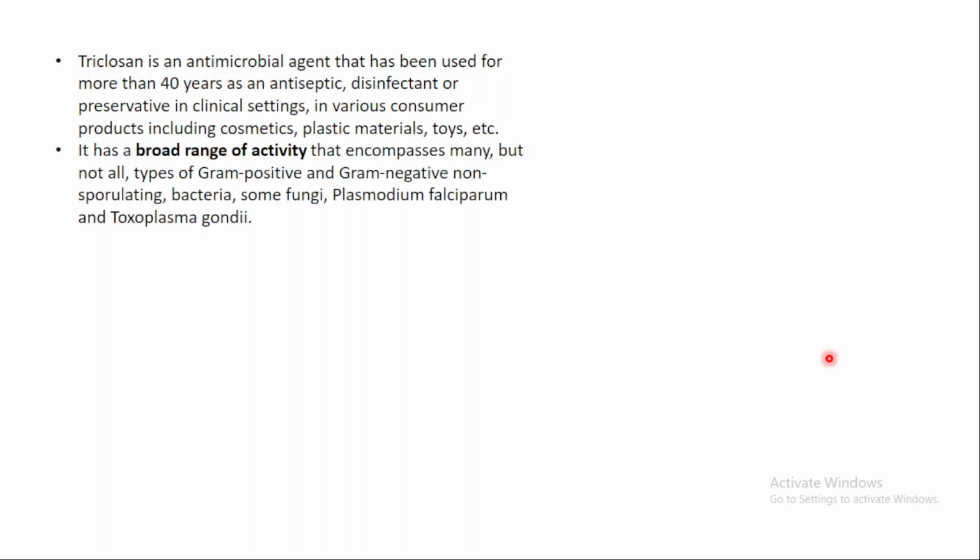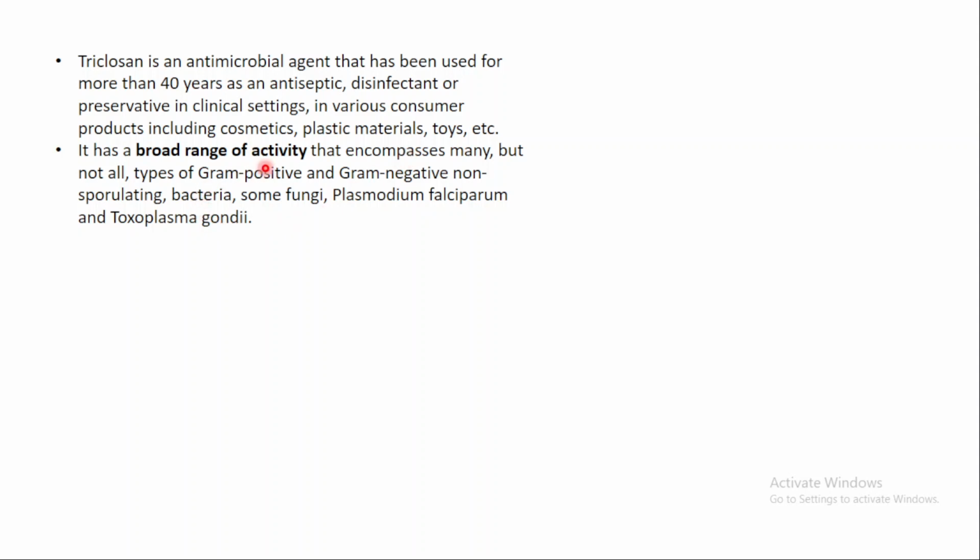Triclosan has a broad range of activity that encompasses many but not all types of gram-positive, gram-negative, non-sporulating bacteria, some fungi, Plasmodium falciparum and Toxoplasma gondii. Although triclosan has a broad range of activity, it means it can act on a variety of harmful microbes. Still, it cannot act on all of them.